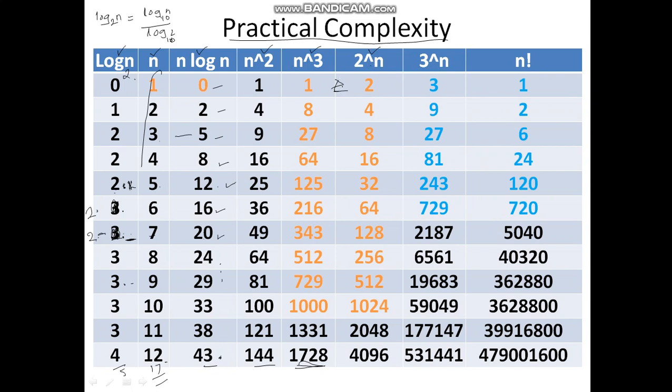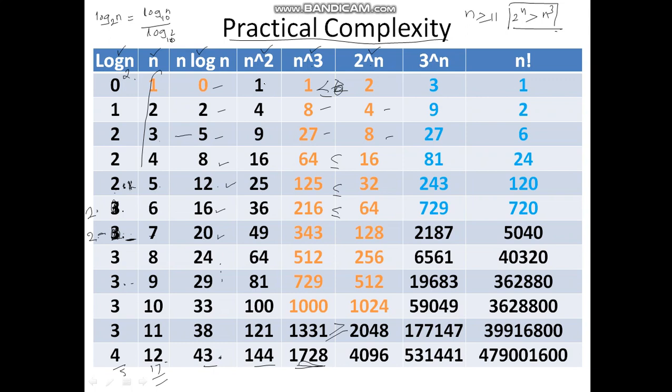Initially 2 raised to n is growing not faster than n cube. So here this is 8, this is 4, this is 27, this is 8. So everywhere n cube is greater than 2 raised to n. But once you reach 11, the reverse takes place. That means for n greater than or equal to 11, 2 raised to n is always greater than n cube. So this is very important.